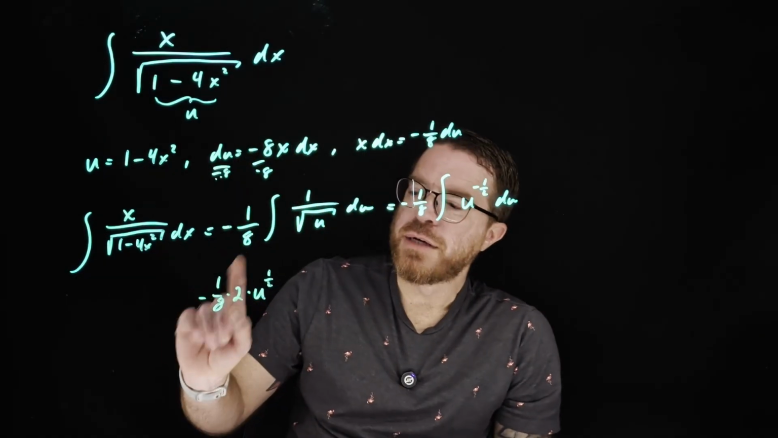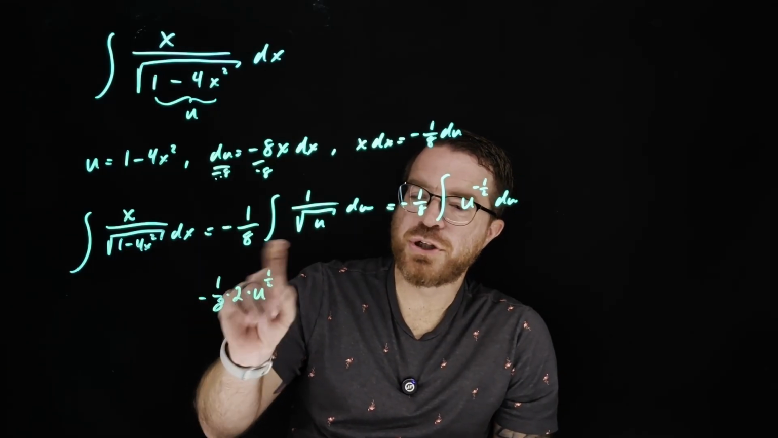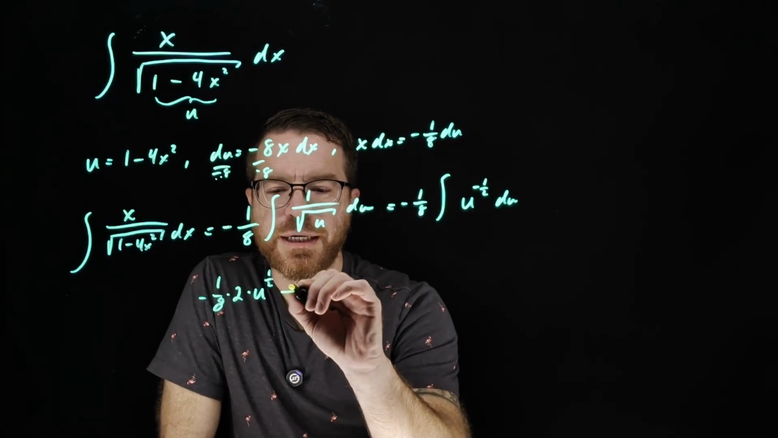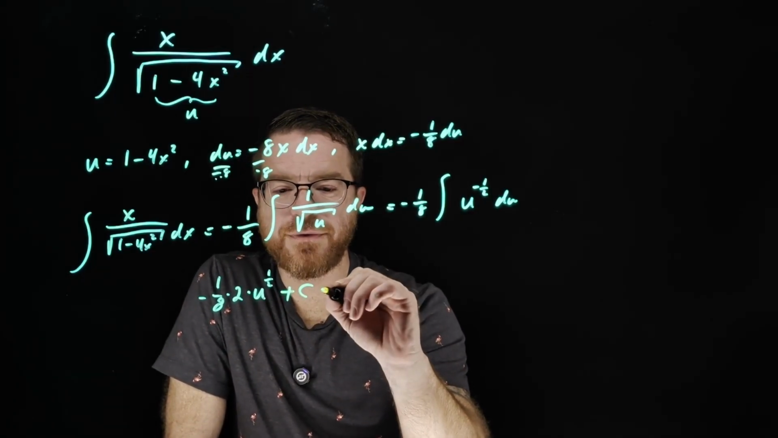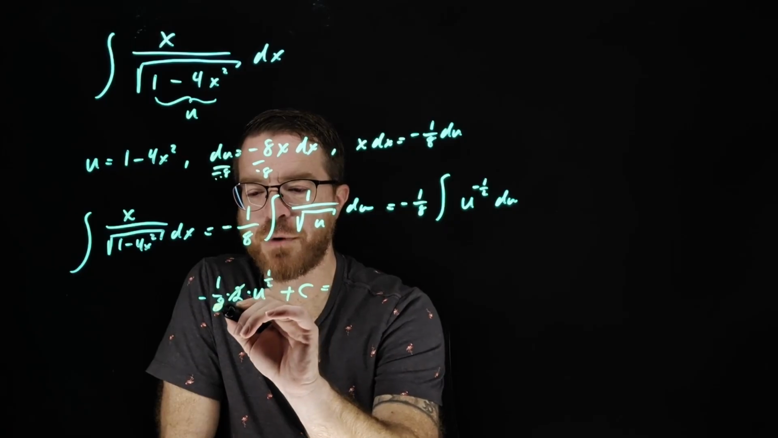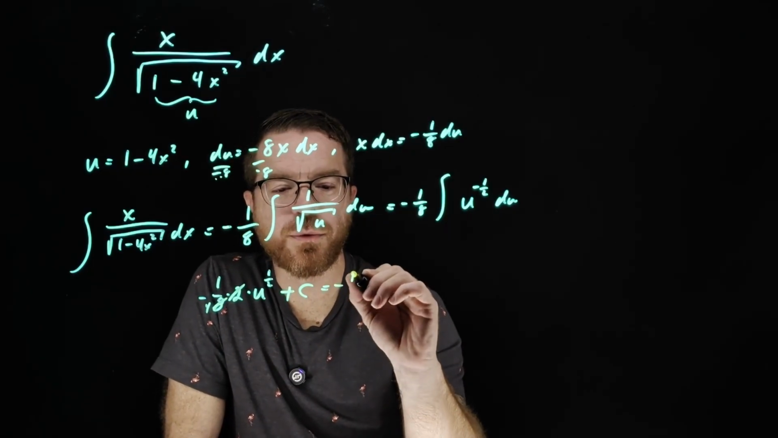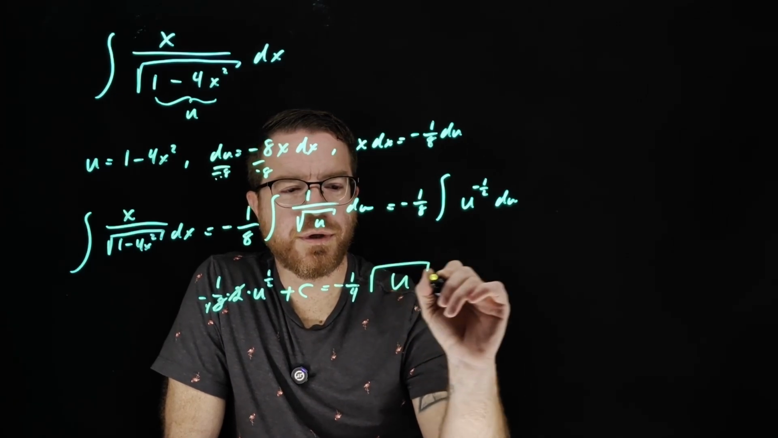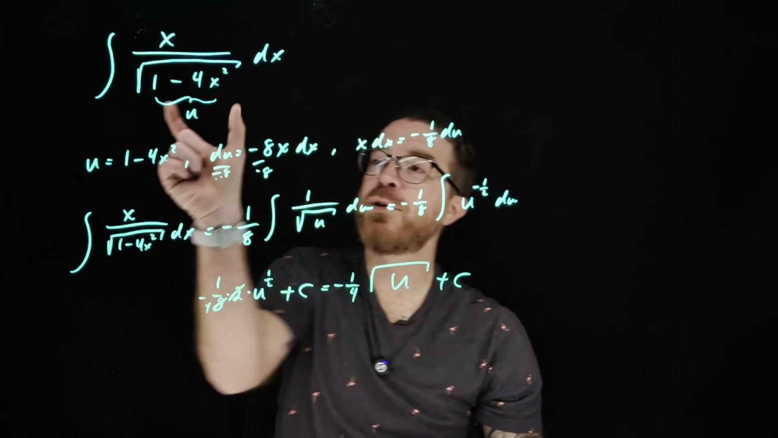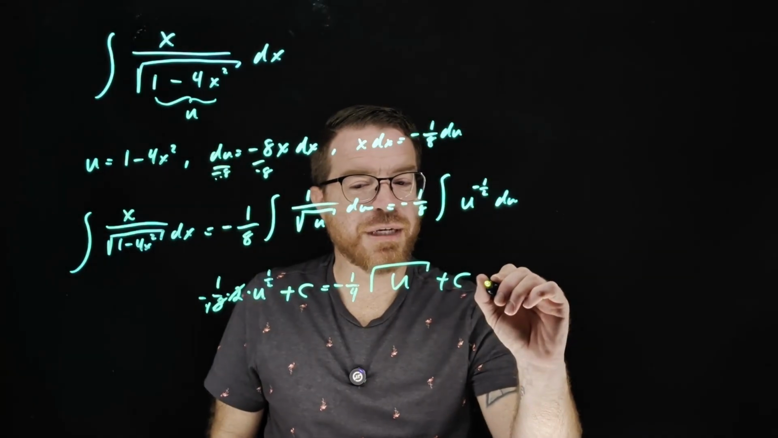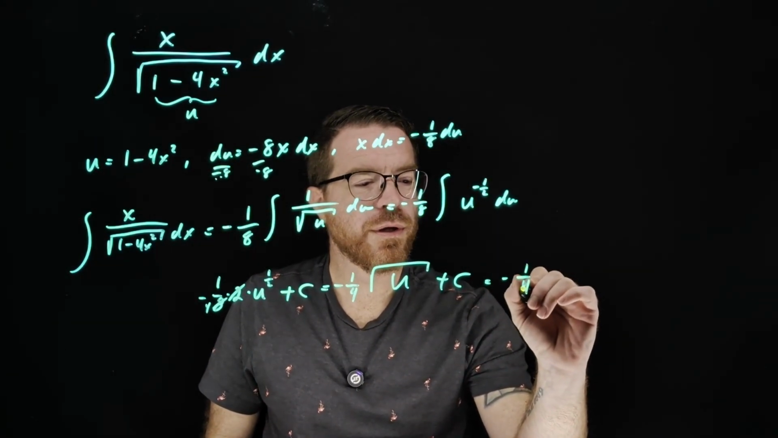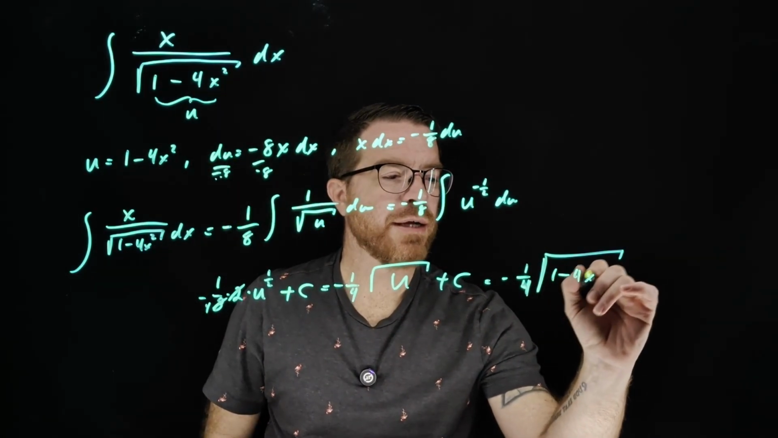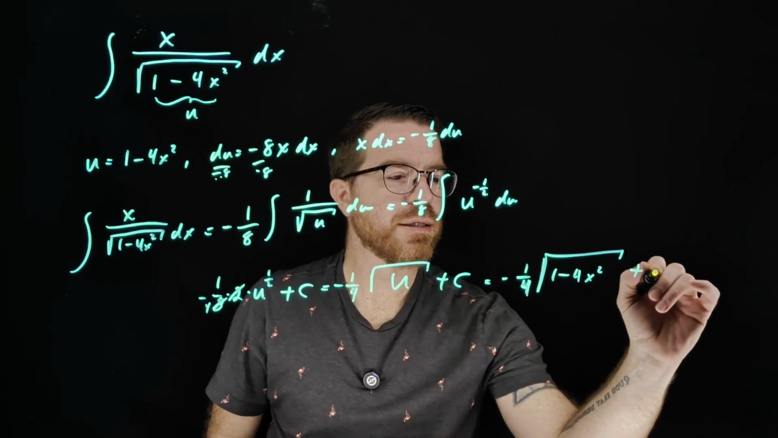So we have negative 1/8 times 2 times u to the 1/2 power. Rewriting this, the 2 is going to cancel with part of the 8, leaving us 4. So we're going to have minus 1/4 square root of u plus c. And now we're going to substitute our u back into this, and this is going to give us minus 1/4 square root of 1 minus 4x squared plus c.